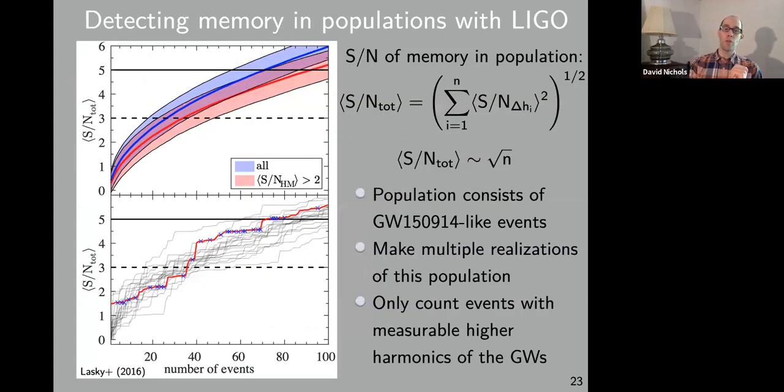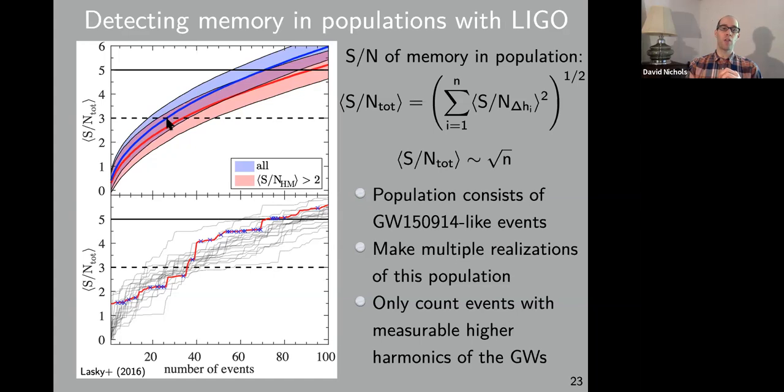But what one can do is look for the cumulative effect of many memory detections in a population. So this was an idea from a few years ago by Paul Lasky and collaborators. He had the idea to look for the total signal to noise in a population. This total signal to noise generally grows like the square root of the number of events. And he made an optimistic forecast of how many events, just like the first event, this 150914 event, it would take to actually discover the gravitational wave memory effect in this population.